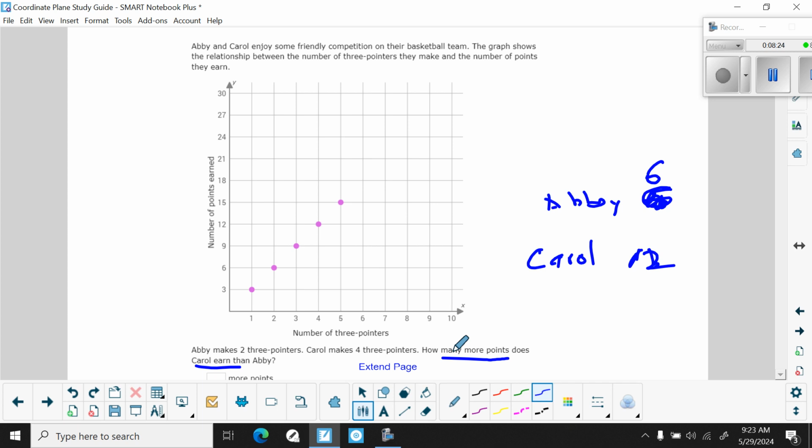So how many more points does Carol earn than Abby? Well, 12 points minus 6 points. She earns 6 more points. The answer to this is 6 points.